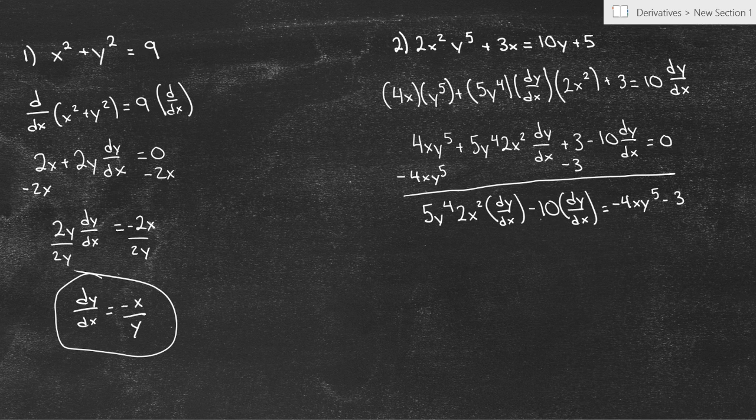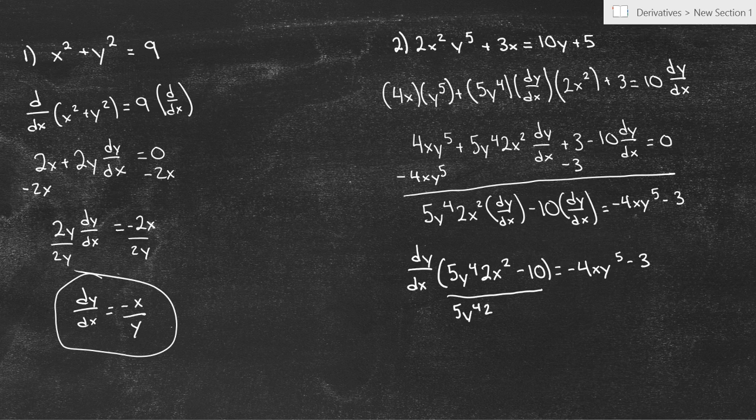And now is when I can factor out a dy/dx. See how both these terms have a dy/dx on the end? So let's factor that out. So dy/dx times 5y to the fourth times 2x squared minus 10 equals negative 4xy to the fifth minus 3. Now I can just divide out, and that'll leave me with dy/dx alone, and that's what I wanted. So I'm going to divide 5y to the fourth, 2x squared, minus 10 from both sides.